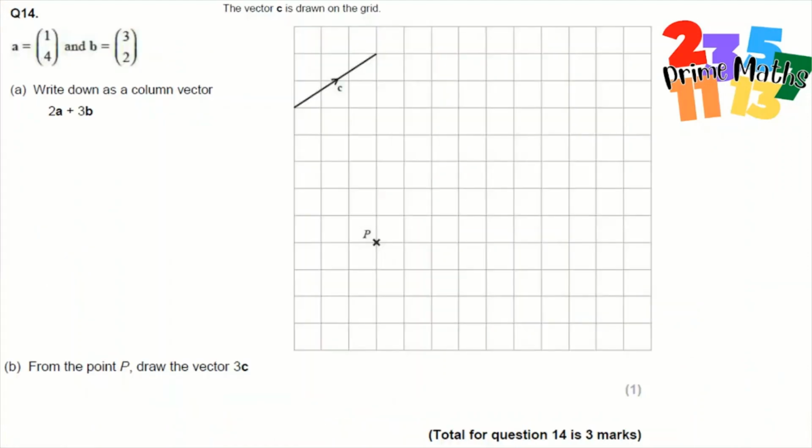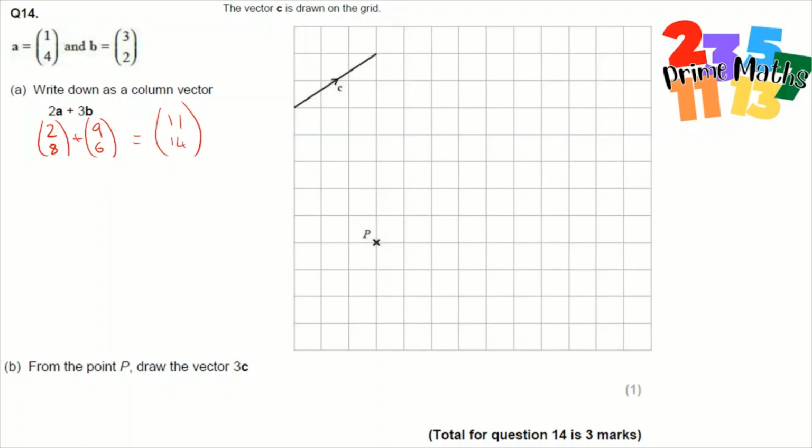For the first part of question 14, it wants to work out the value of 2a plus 3b. 2a is double the vector a, which is 2, 8, and 3b is triple the vector b, which is 9, 6. And when we add those together, we get 11, 14.